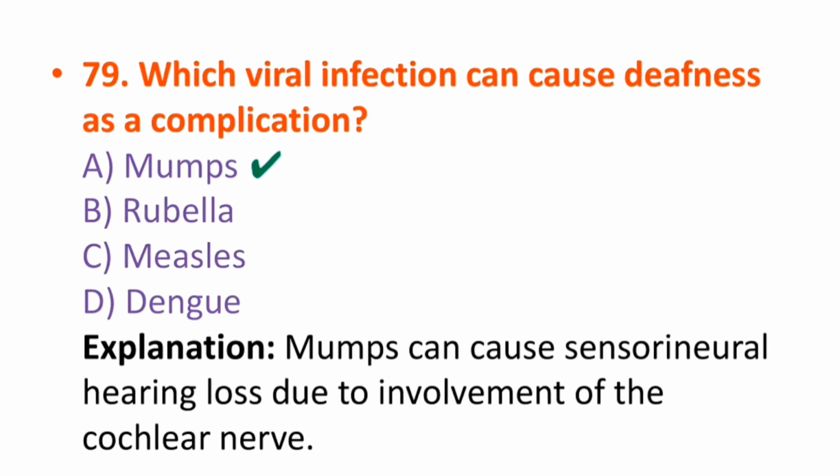Which viral infection can cause deafness as a complication? Option A, mumps; option B, rubella; option C, measles; option D, dengue. The correct answer is option A, mumps. Mumps can cause sensorineural hearing loss due to involvement of the cochlear nerve. Mumps causes deafness as a complication.